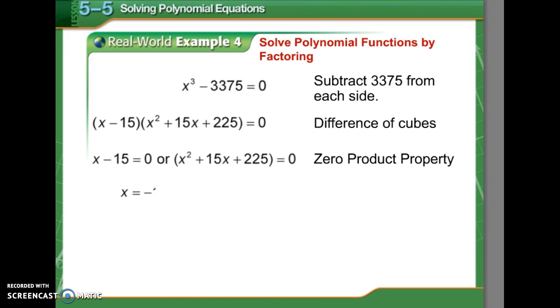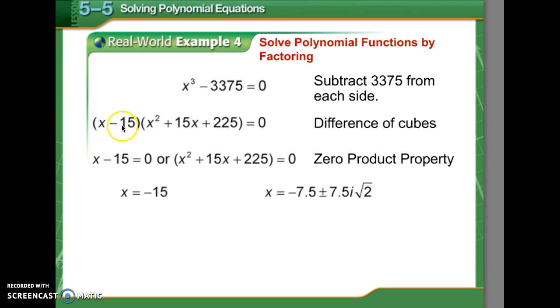Well, the cube root of 3375 could be 15, but we're going to use the difference of cubes right here. 3375, I believe it's a perfect cube. Yeah, it's 15 to the third power, so that's how this x minus 15 can factor out. So right here, this is just using the formula from the beginning of the lesson.